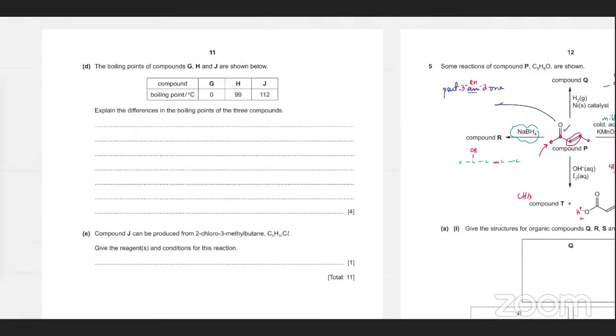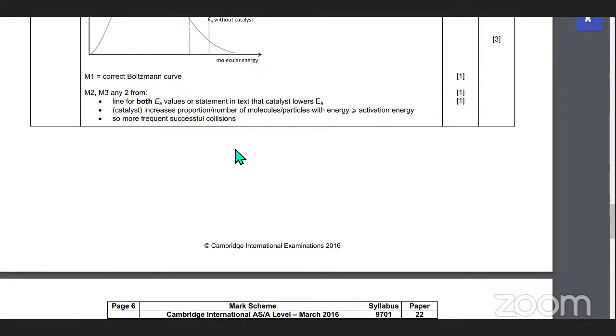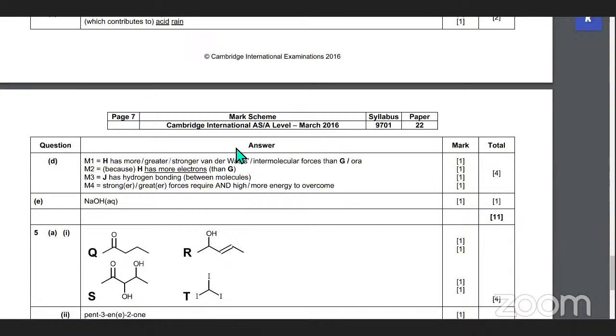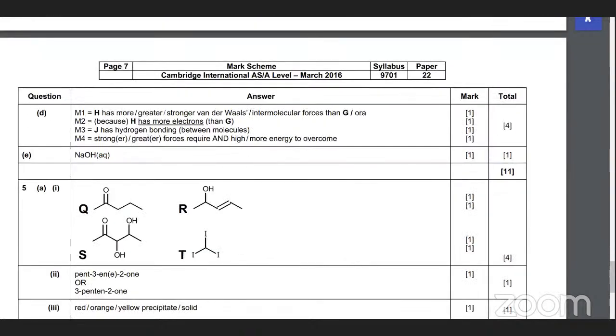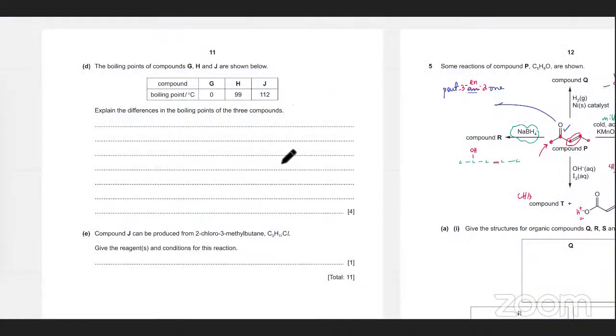And I have the mark scheme as well. We can see if we have missed anything in that case. It's just the general things. It's got more van der Waals forces. We did talk about that because it has more electrons. We did talk about that. And the last one has hydrogen bonds, which is stronger, or more energy or greater force of attraction. So we did talk about hydrogen bonds being very, very strong as well. So that's the last one.